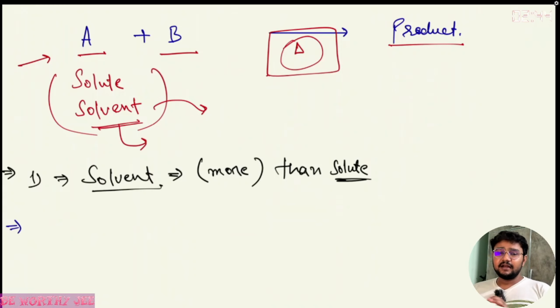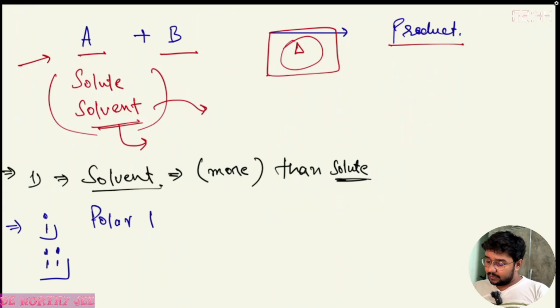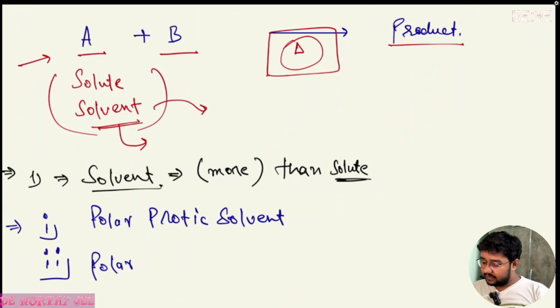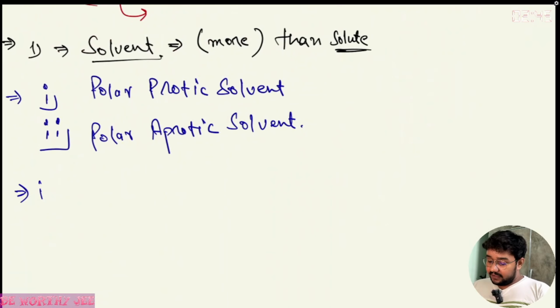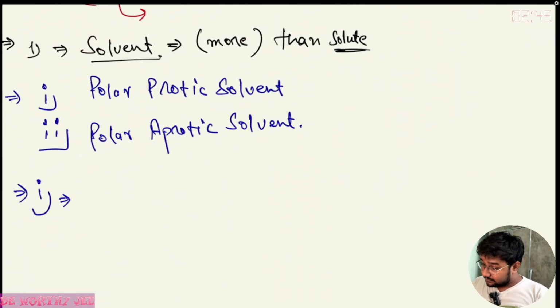Solvents are broadly classified into mostly two categories. The first one is polar protic solvent, and the other one is polar aprotic solvent. So the two types of solvents are here. If we discuss the first, what is a polar protic solvent?